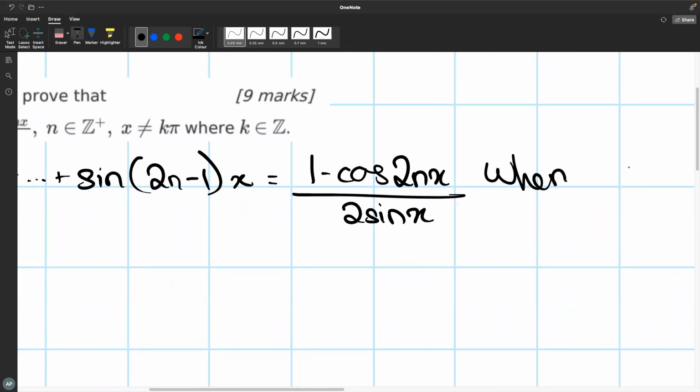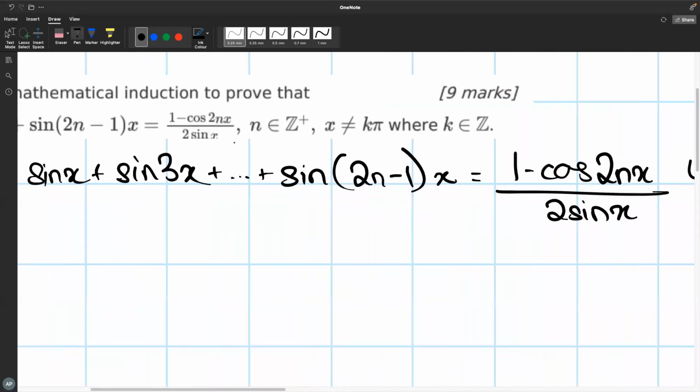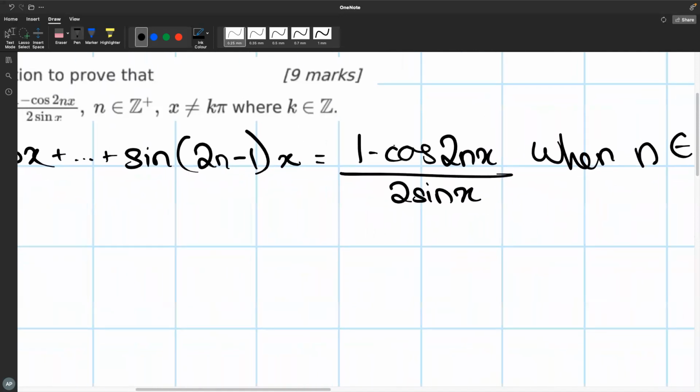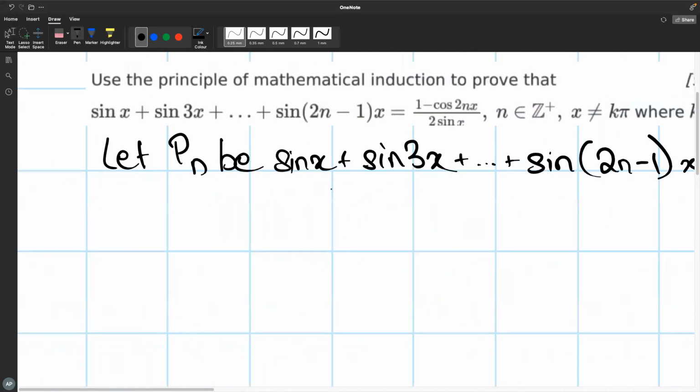when n is a positive integer, because that's what we have over here. Now we also have x is not equal to k pi, where k is an integer, but we don't need to include that when it comes to proving. So first, because we have to prove the smallest positive integer, we're going to use 1. So let n equal 1.